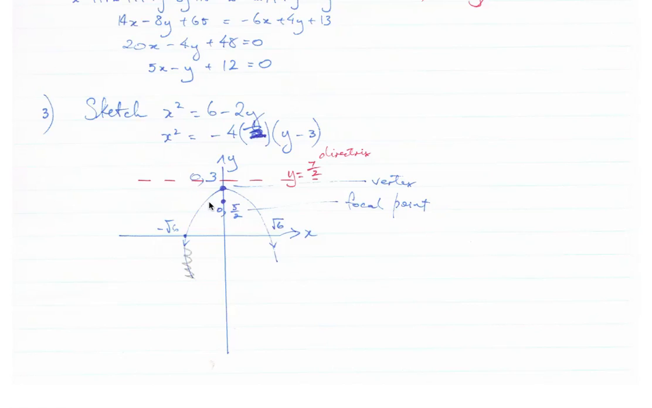And if you're drawing this in a test, you just give it a bit more space. I also put the points of intersection of the x-axis just by letting y equals 0, and I get x squared equals 6, so x equals positive and negative √6, and that's how I got those two values there.